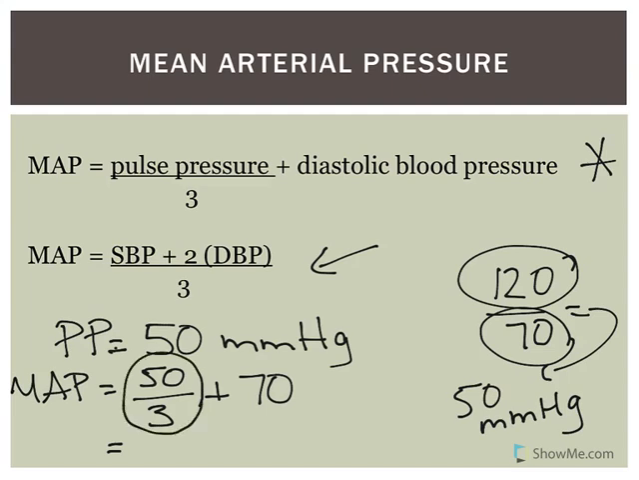So 50 divided by 3 is what? It's like 16 point something. It's 16.7, so it's going to round up to 17 millimeters of mercury, if I did my math right. Plus 70, the mean arterial pressure is 87 millimeters of mercury. Okay, so what do those values mean?